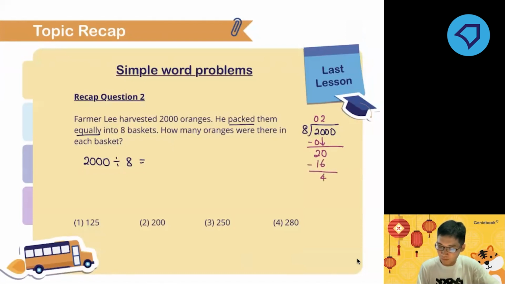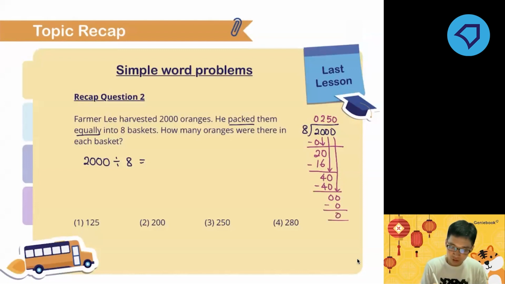Okay, so subtract, bring down the next digit, 40. Now, what's 40 divided by 8? The fifth multiple, 8 times 5 is 40. Subtract, and then we bring down the last digit, which is 0. So 0 divided by 8, yep, just put a 0 here. Okay, so therefore the answer to this question is 250, number 3. Good job.